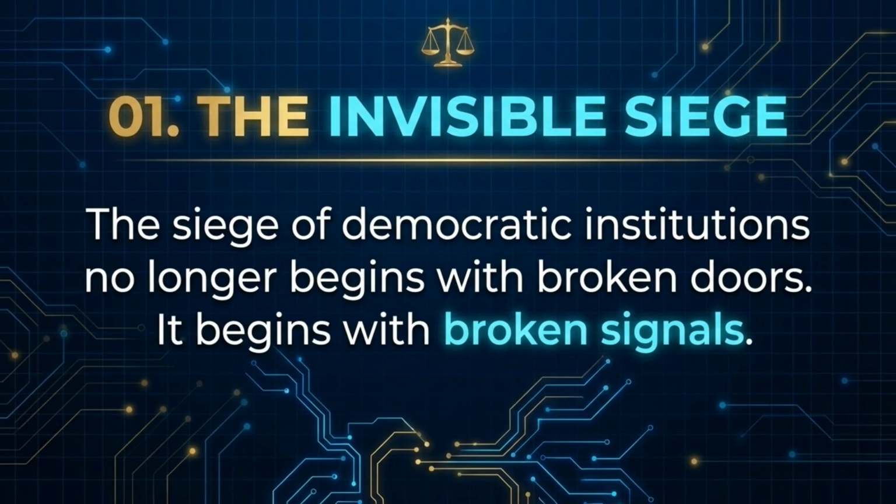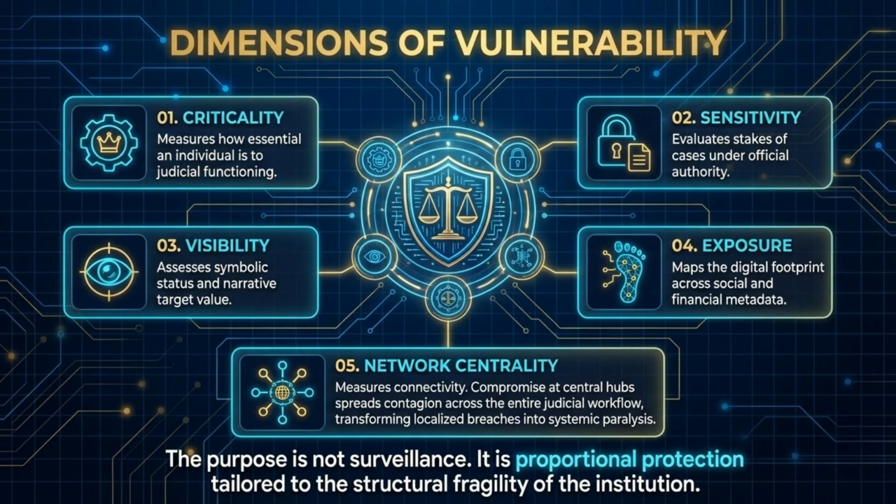The siege of democratic institutions no longer starts with physical force. It starts with broken signals and digital vulnerabilities. Understanding judicial resilience requires examining the, quote, dimensions of vulnerability. These include criticality, sensitivity, visibility, exposure, and network centrality.